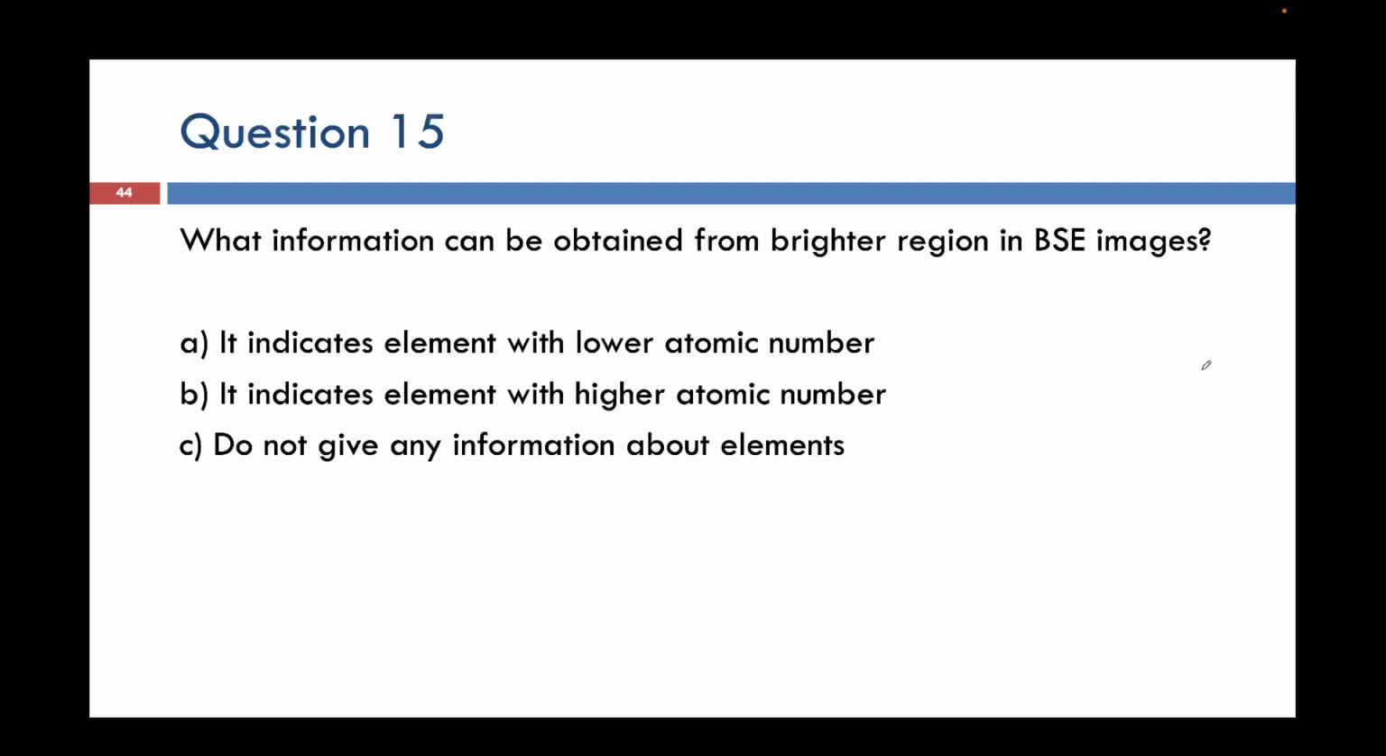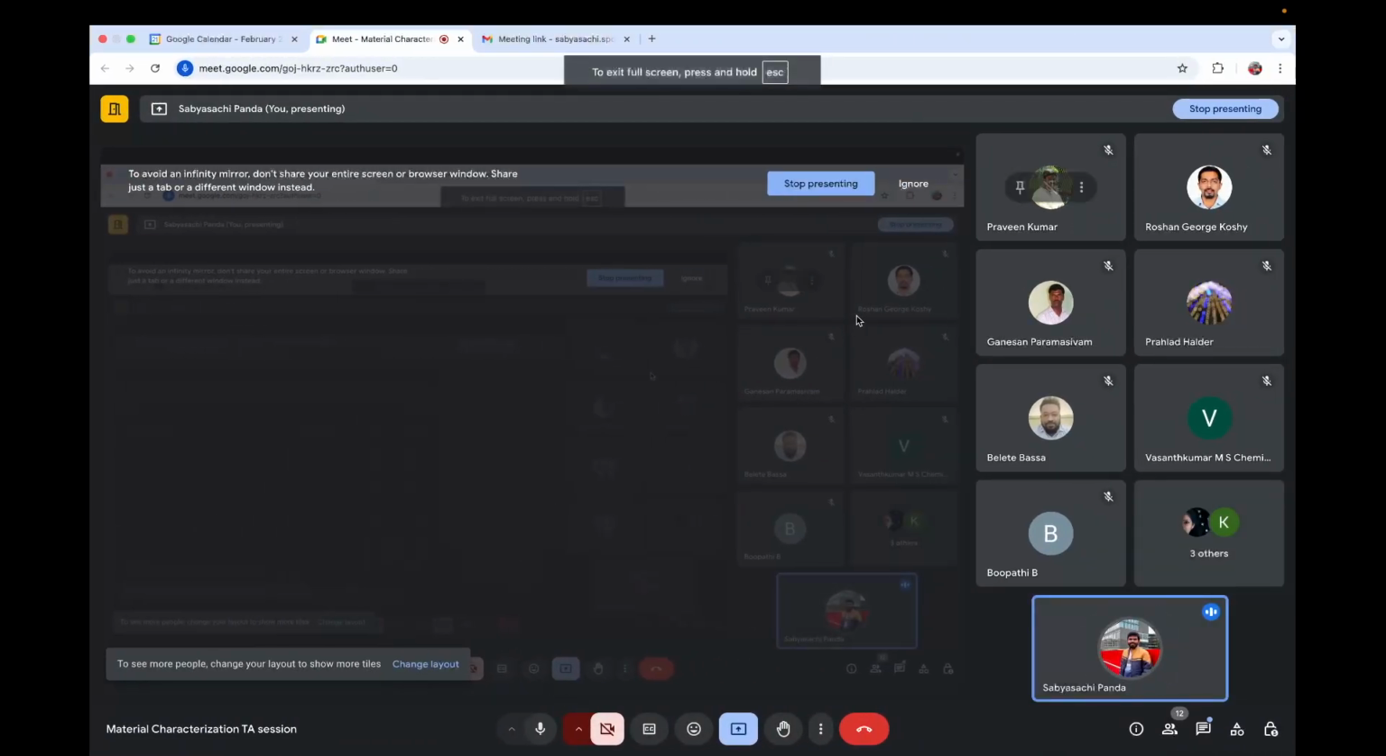And the final question is, what information can be obtained from the brighter region in a BSE image? This is related to... I'll give you a hint, compositional contrast. B. Yes, B. That is the correct answer. It indicates an element with a higher atomic number. Okay. So that concludes our session.